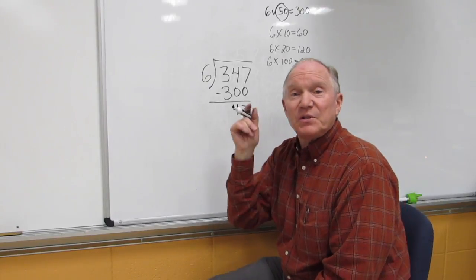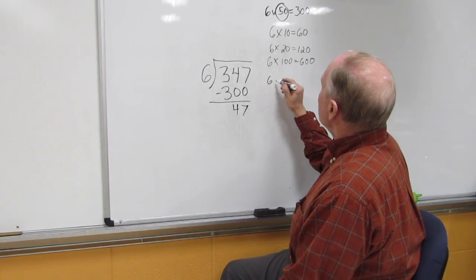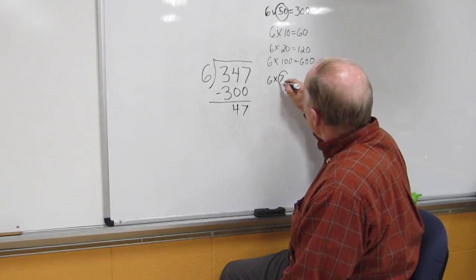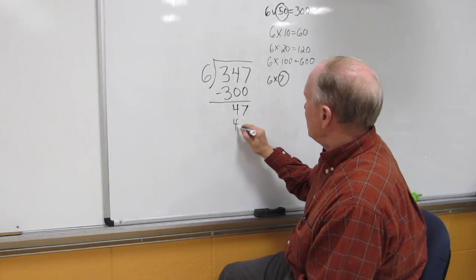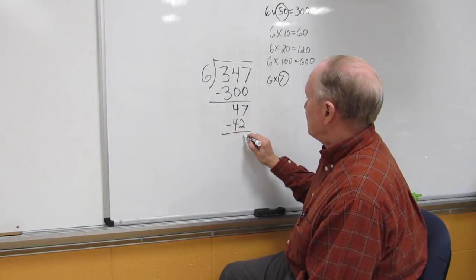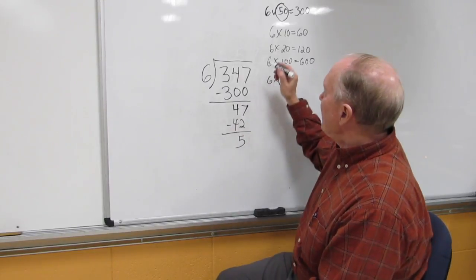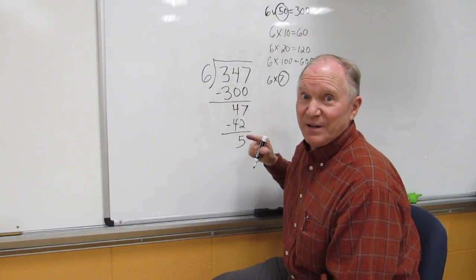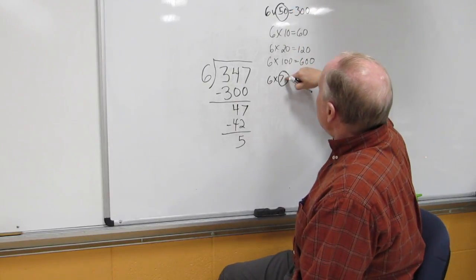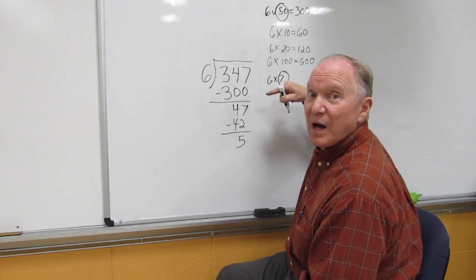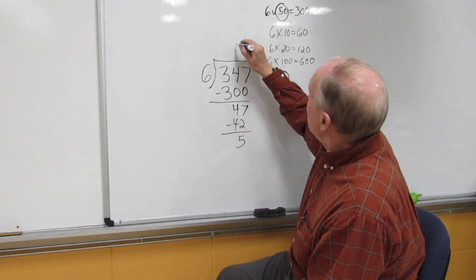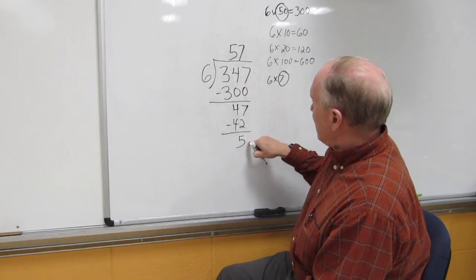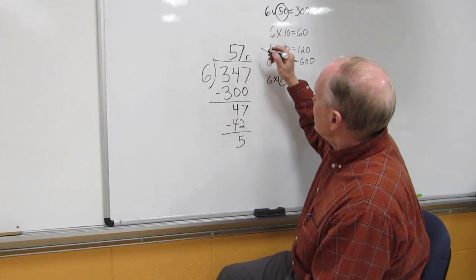Oh, that's too much. 6 times 7. So I'm going to do 7 6s and 50 6s, and that would be 42. And then you subtract just the same way, and you've got 5 left over. So I know the answer is 57, because that's how many 6s I have figured in that are living in this number. So I'm going to put 57, and my remainder, what was left over, is 5.